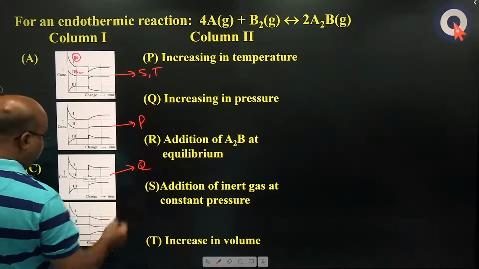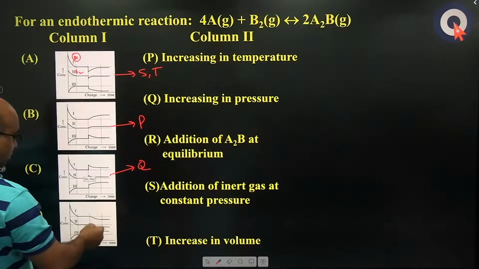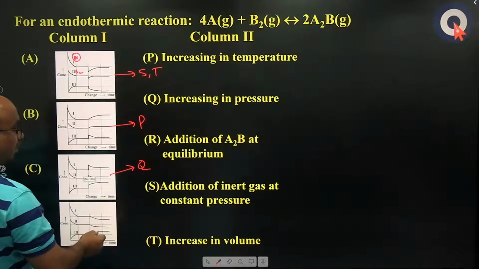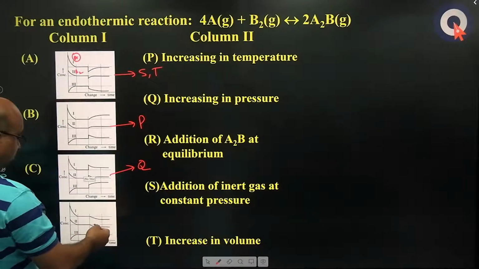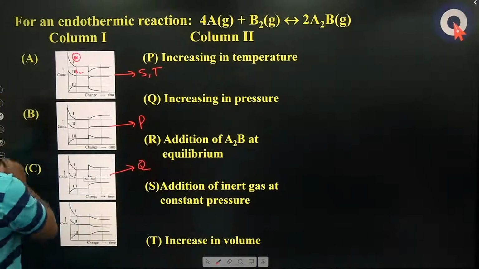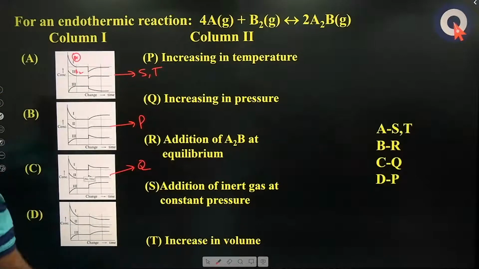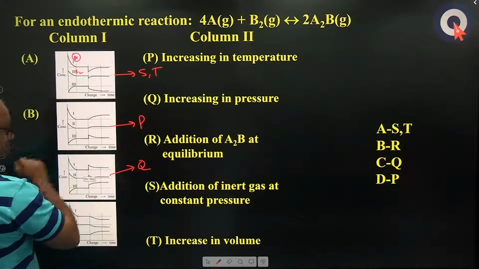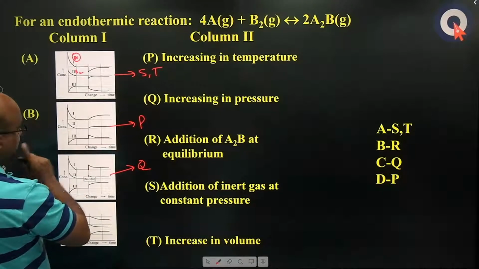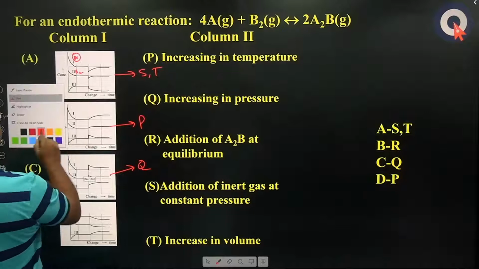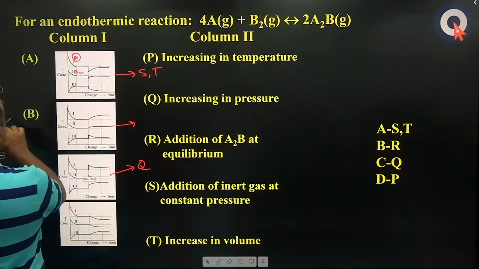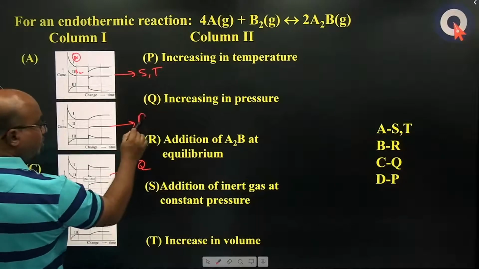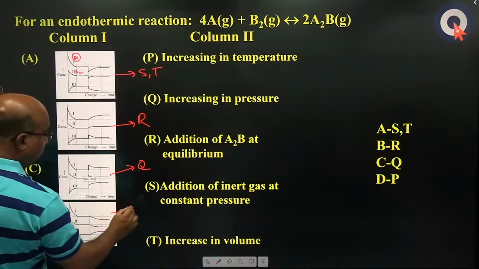So when A2B is added, the A2B concentration will increase. Clear? So when A2B is added at equilibrium, its concentration should immediately increase. So this will satisfy R. So let us see what the answers are. Clear? So this ST, this is satisfying R at equilibrium. Okay, sorry. So this is satisfying R, this is for Q, this is satisfying P.